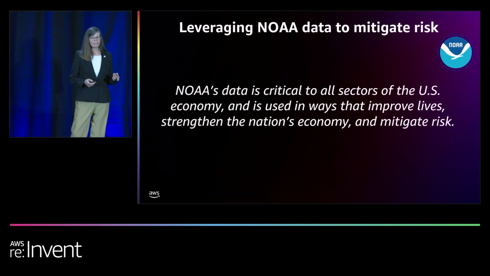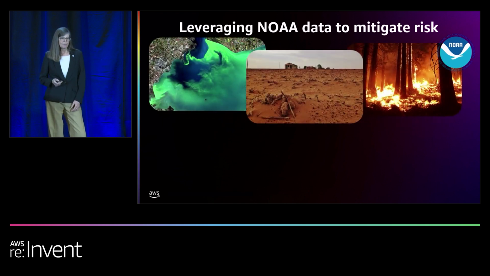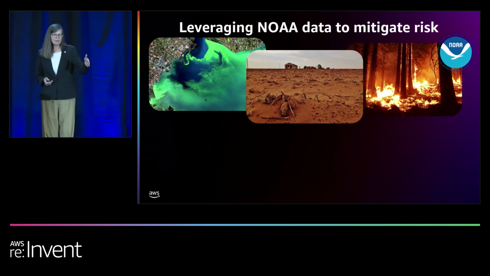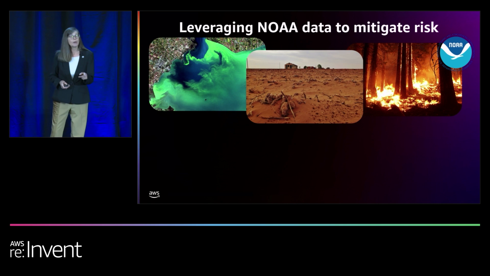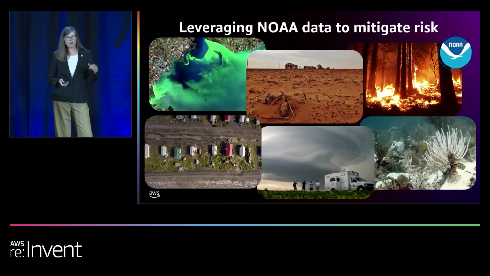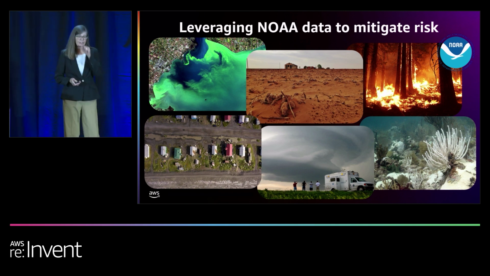NOAA has a wide range of data available, and this data is used for more than just weather forecasting. It's used to mitigate risk. So these images reflect a variety of environmental challenges. We have algal bloom on the far left, drought in the middle, and on the right is the 2013 Rim fire in particular. Then on the bottom left, we have an image relating to climate risk assessment. In the middle, tornado forecasting, and the far right, coral bleaching.